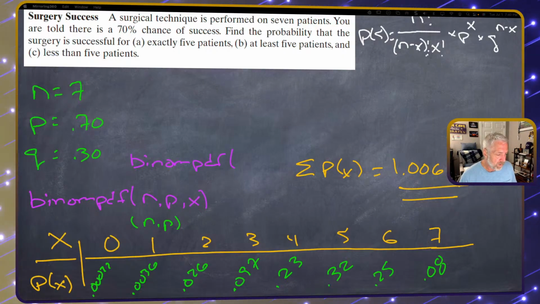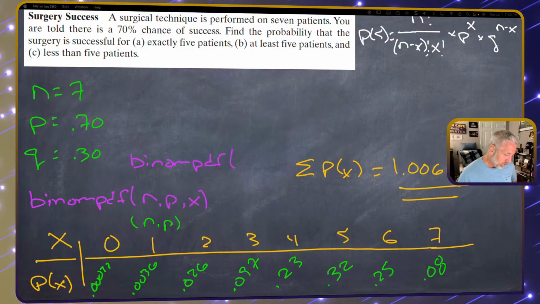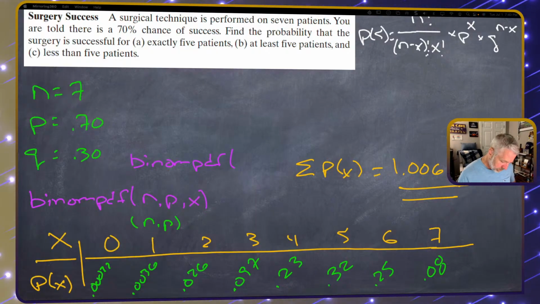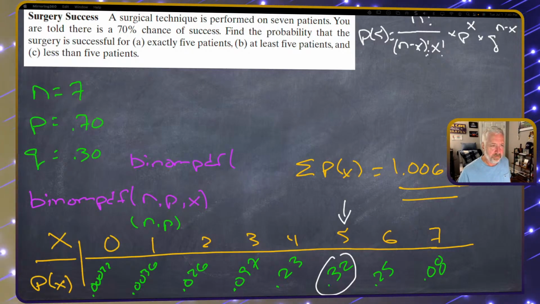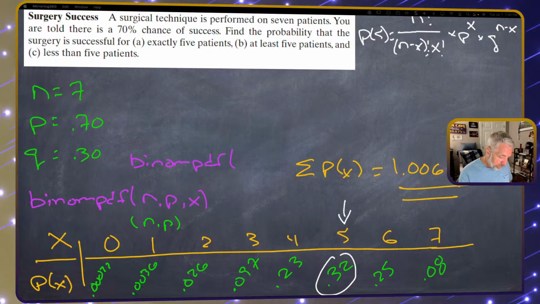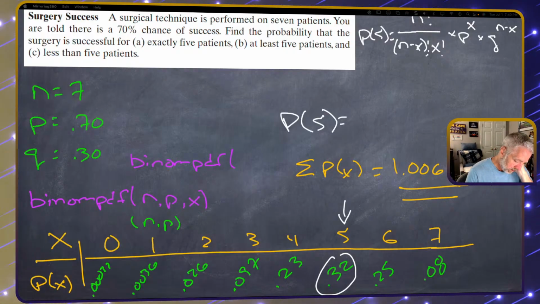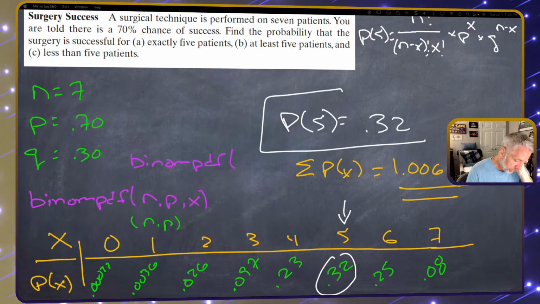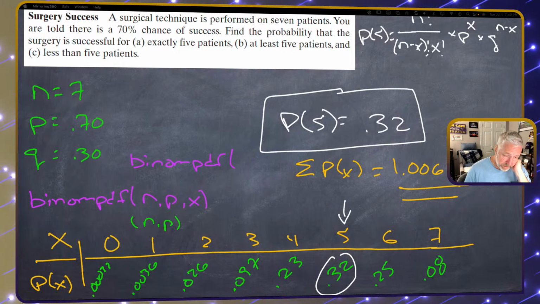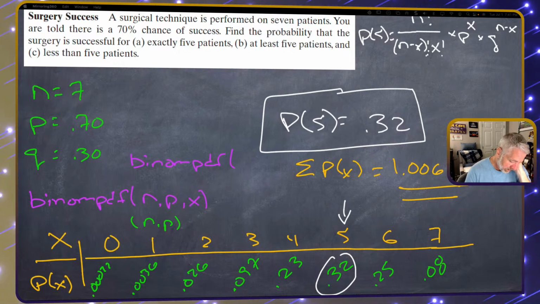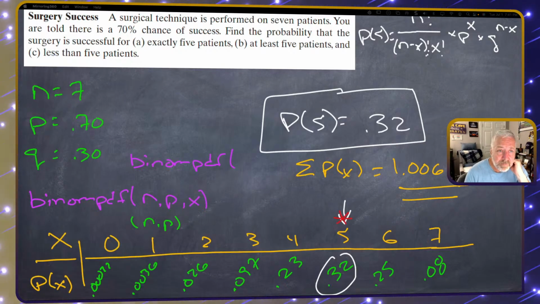That's fine. All right. Now, the probability that the surgery is successful for exactly 5 patients, right there. No problem. And by the way, that would look like the following. The probability of 5, and you put 0.32. Okay, but that's the answer there. At least 5 patients, which means the least value you can have is 5. So at least 5 patients is going to be the 5.